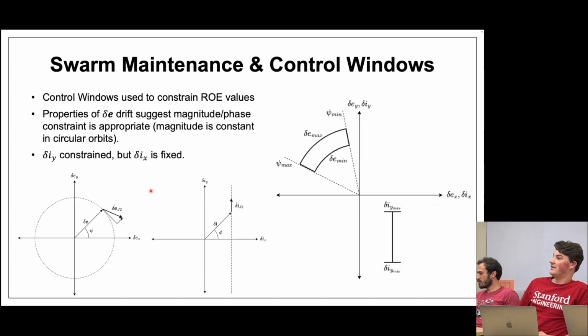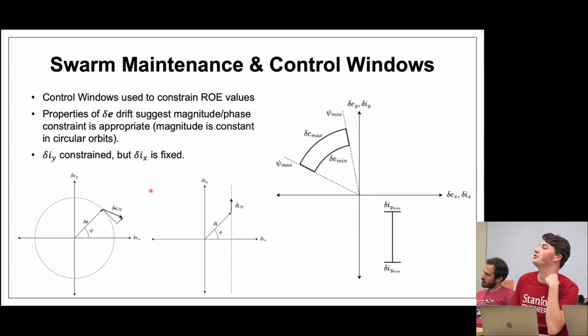So we have a growth of relative eccentricity magnitude and a rotational effect on eccentricity of magnitude for J2. This promotes the question, how do we design control windows for missions? This is where we start getting into formation design a little bit. In a circular orbit, since you don't have this growth of the relative eccentricity, you would just bound the phase in between a minimum and a maximum value, bound the delta IY in between a minimum and a maximum value, and then those would be your control windows.